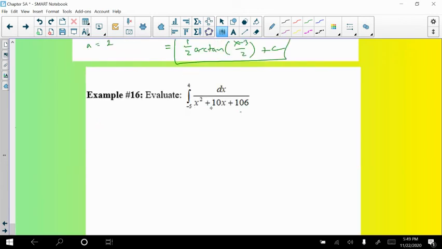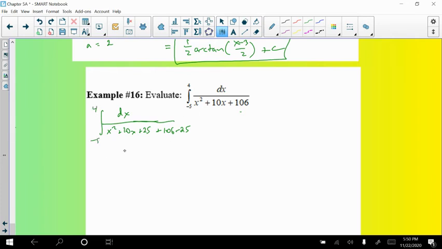Again, I'm noticing a quadratic, not a u substitution. Can't even break it up into different fractions. So let's complete the square. So that would be dx over x squared plus 10x. Half of 10 is 5, and 5 squared is 25. But then we must immediately subtract 25 from 106. And I still have bounds of -5 to 4.